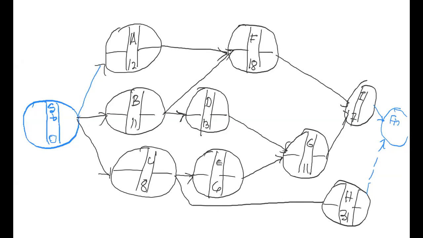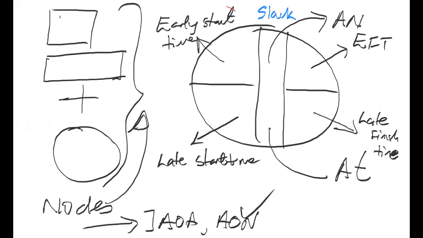To get the information from the project network, we make two passes through the network. The first is what we call the forward pass. On the forward pass of the network, we're able to calculate the early start time, the early finish time, and the completion time of the project, right? So on the forward pass, we calculate the early start, the early finish, and the project completion time.